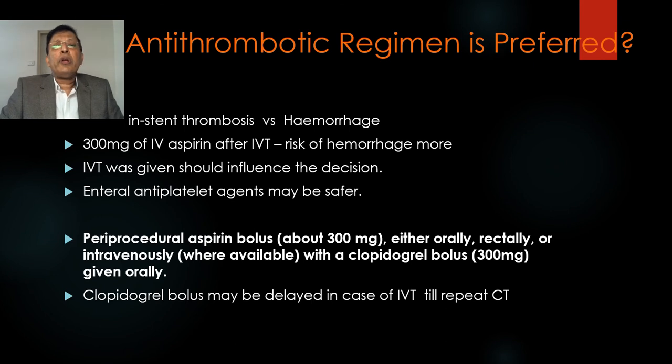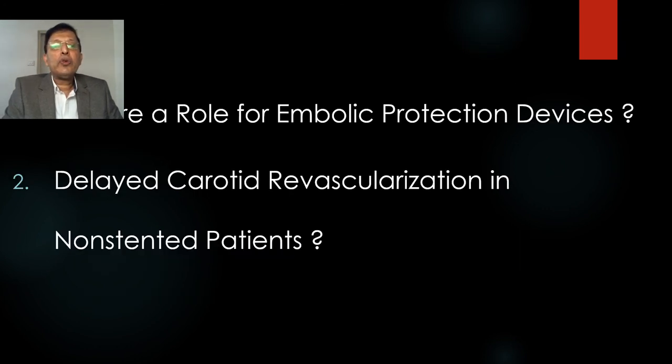Now, what should be the antithrombotic regimen? The problem is you have to balance between an instant thrombosis, the stent getting thrombosed, versus a hemorrhagic risk. If the patient has received IVT, then usually 300 mg of IV aspirin is given, if it is available, otherwise load through a Ryle's tube. And whether IVT was given or not should influence the decision. Peri-procedural aspirin you give 300 mg, and a clopidogrel bolus, if the patient has not received IVT, can be given along with that. Suppose the patient has received IVT, then the clopidogrel bolus is delayed till you get a repeat CT and be sure that there is no bleed.